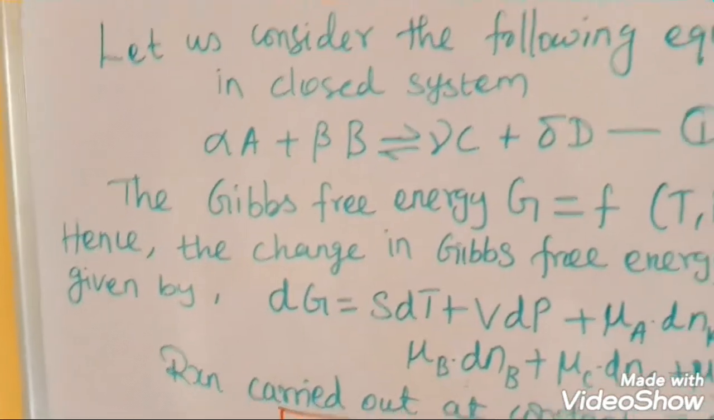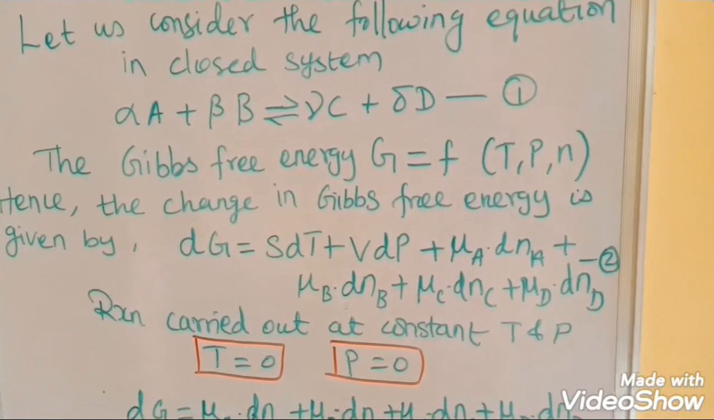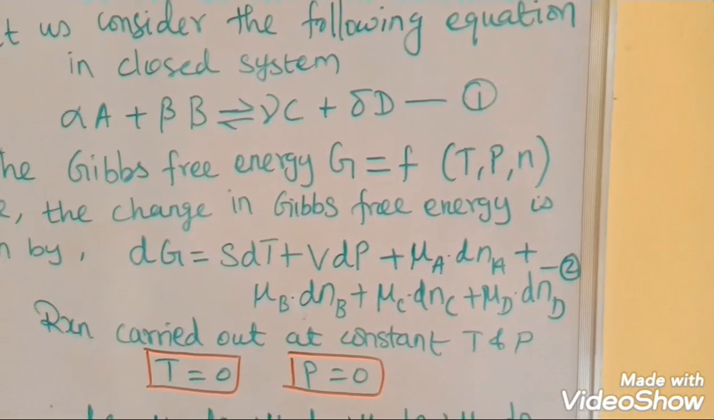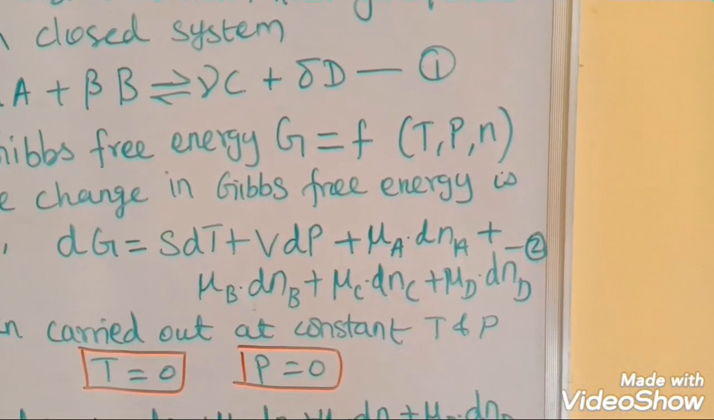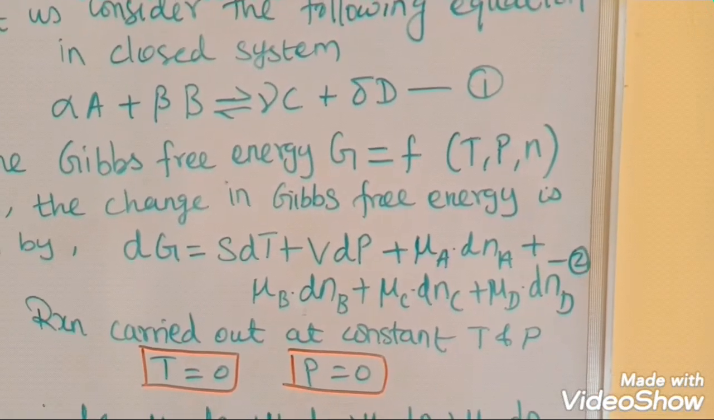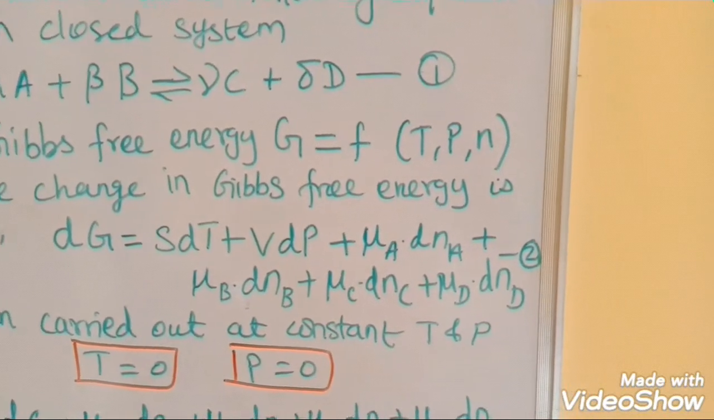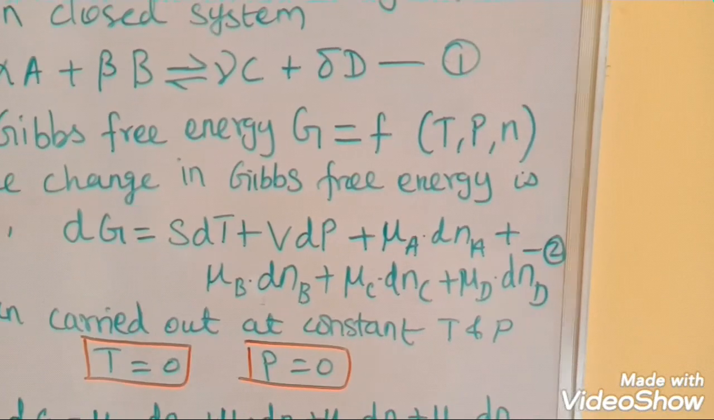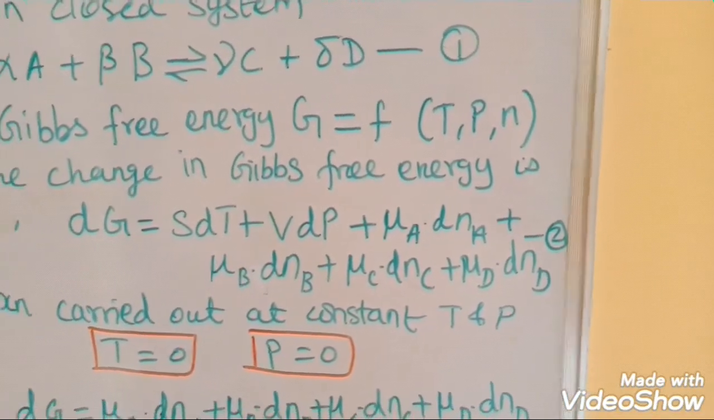Hence the change in Gibbs free energy is given by dG is equal to SdT plus VdP plus, here we are going to apply the mu value. We already knew this equation; we studied it in second year. So you may write here now: mu A dNA plus mu B dNB plus mu C dNC plus mu D dND. This is equation number 2.